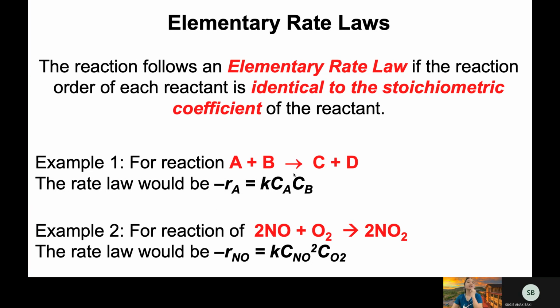Okay, so katakan if the equation says 1A reacts with 1B, hence the reaction is first order with respect to A and first order with respect to B. Means reaction order dia follows the stoichiometric coefficient in the equation. If the reaction really follows the stoichiometric coefficient, we call it an elementary rate law. So rate law dia terus first order with respect to A, first order with respect to B.